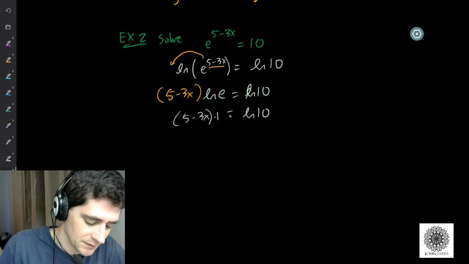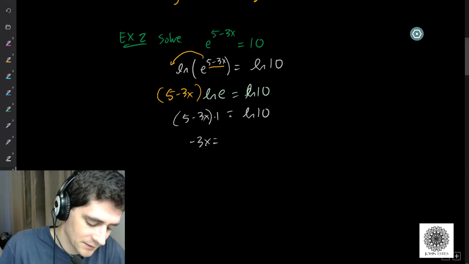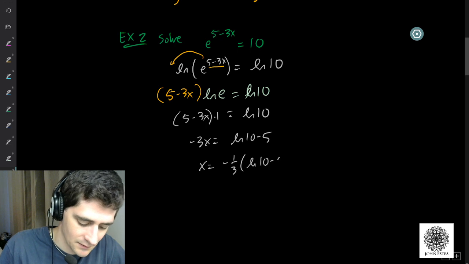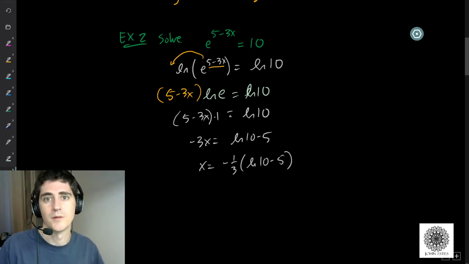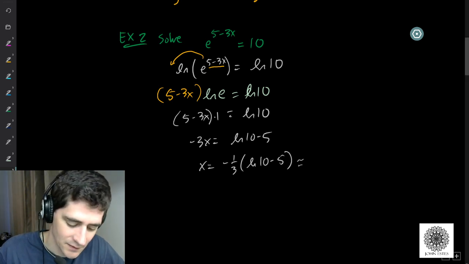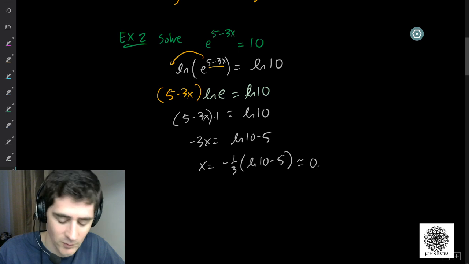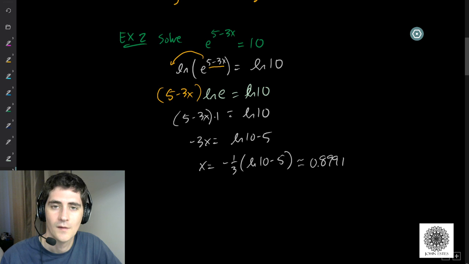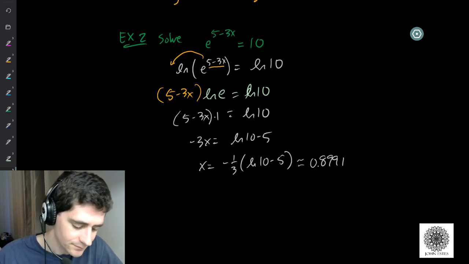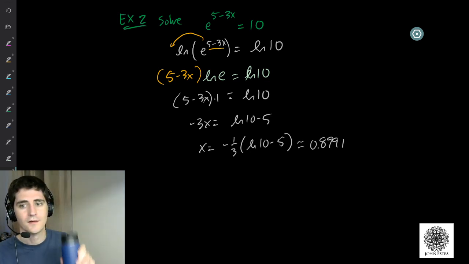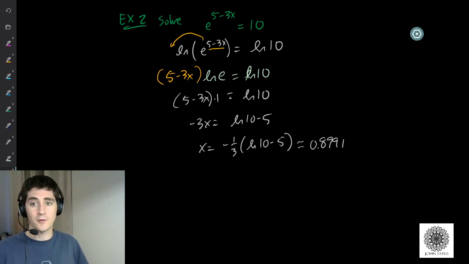So we have negative 3x equals ln 10 minus 5, so x equals negative 1/3 times (ln 10 minus 5), which is a real number. If you plugged it in your calculator, I haven't done this myself, but I believe from the book it's 0.8991, something like that. Makes sense? Now, since we have a function defined, e to the x, it may make sense to wonder about the graph.